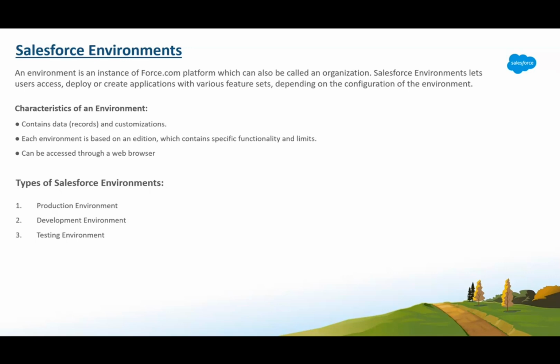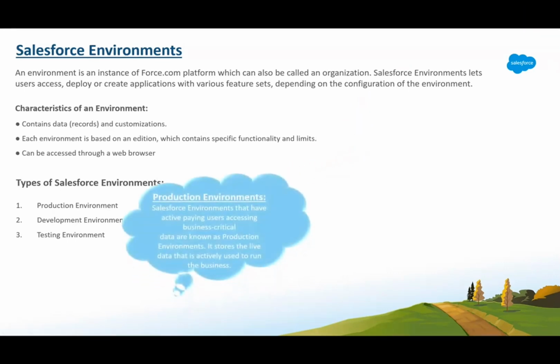Each environment is dependent on the edition of Salesforce that you have bought or taken a license for, because the edition controls the functionality and the limit on data storage for that particular edition, right? And all these environments can be accessed from a web browser. There are basically three types of environments that you can see from here: production environment, development environment, and testing environment. So let's talk about the production environment.